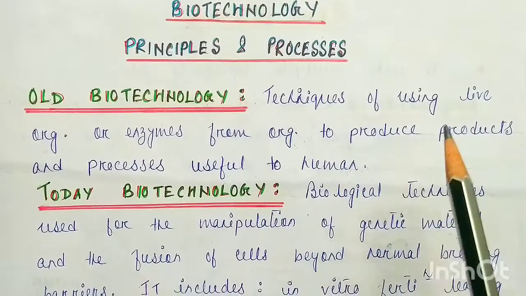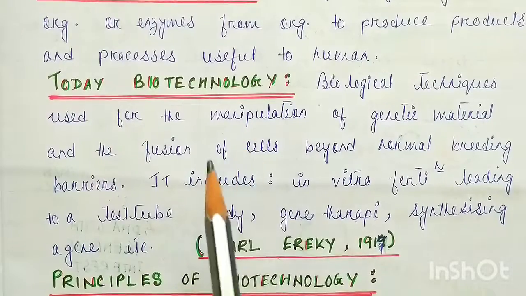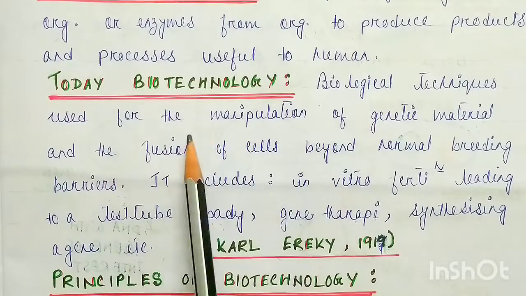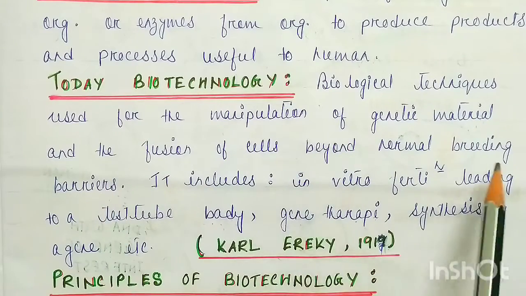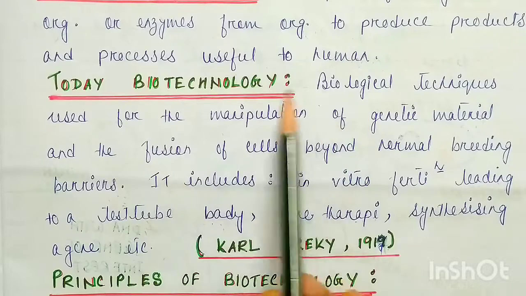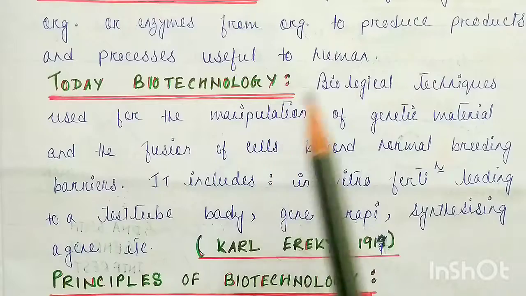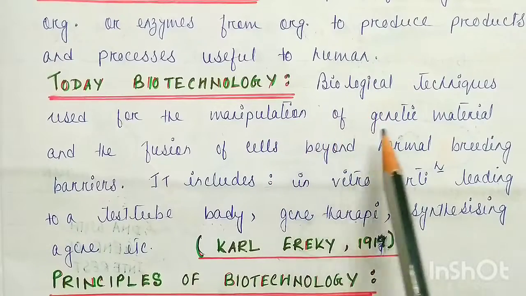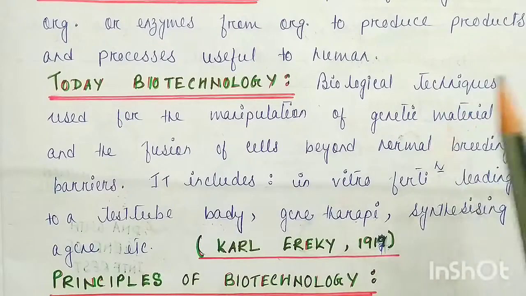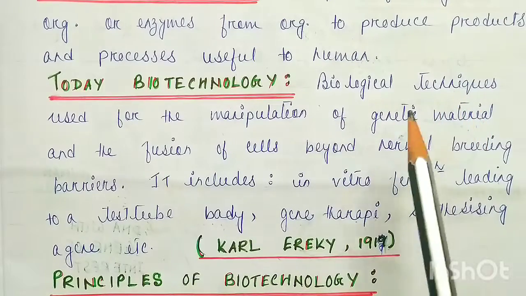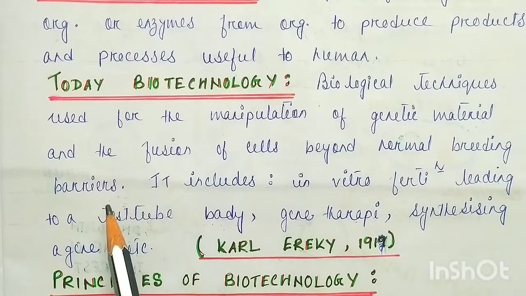Next come to the next definition, that is today's biotechnology or modern biotechnology. Biological techniques used for the manipulation of genetic material and fusion of cells beyond normal breeding barriers. It means according to this second definition, the modern biotechnology definition, these techniques are used to modify the genome of an organism or living organism. Genome means the genetic material, means the DNA and RNA, and fusion of cells beyond the normal breeding barrier.